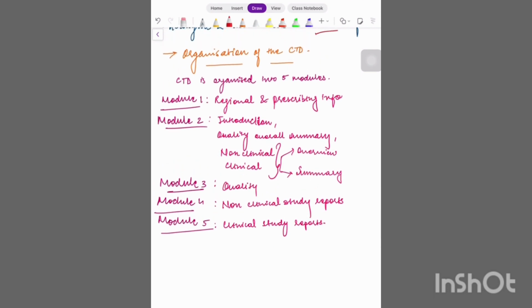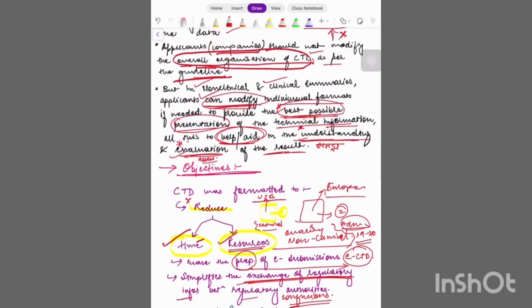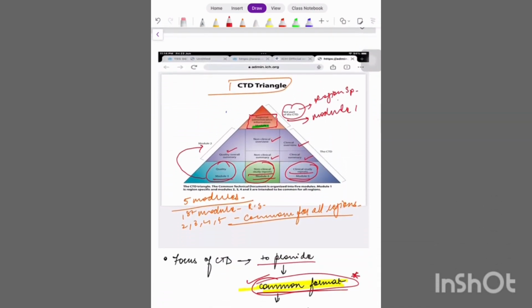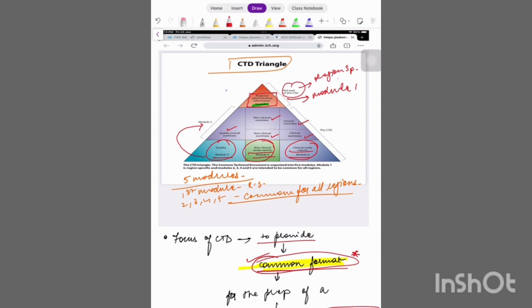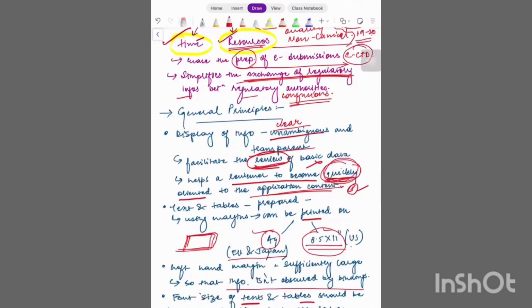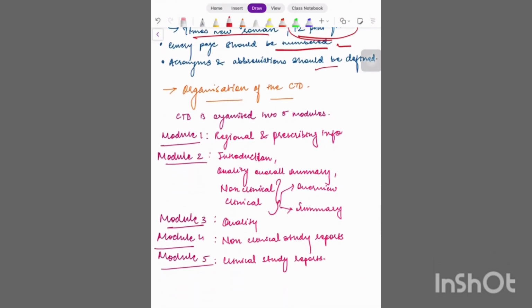If you want, I can go back to that diagram, this particular image. And you can see here we have already discussed it. The same thing we are learning down below here. So, organization of CTD.